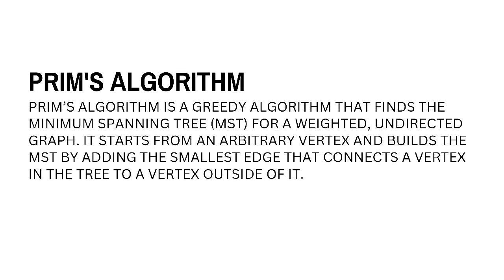By definition, Prim's algorithm is a greedy algorithm that finds the minimum spanning tree, the MST, for a weighted undirected graph. It starts from an arbitrary vertex and builds the MST by adding the smallest edge that connects a vertex in the tree to a vertex outside of it. So that's basically the definition of what exactly Prim's algorithm is. Now let's look at the steps of how we perform Prim's algorithm.